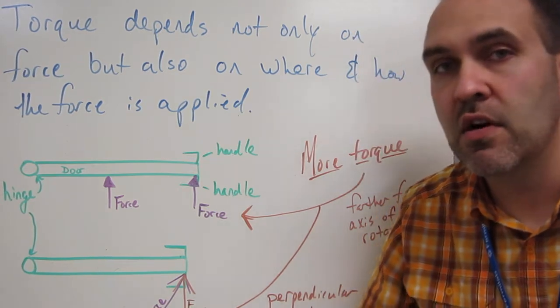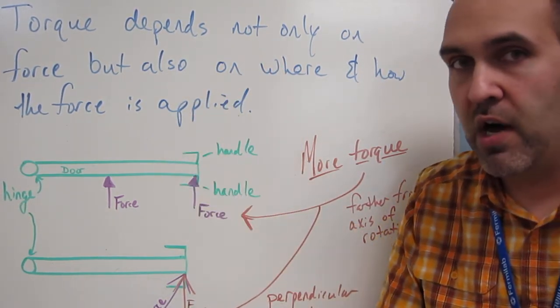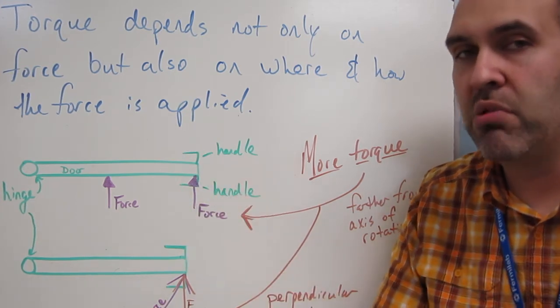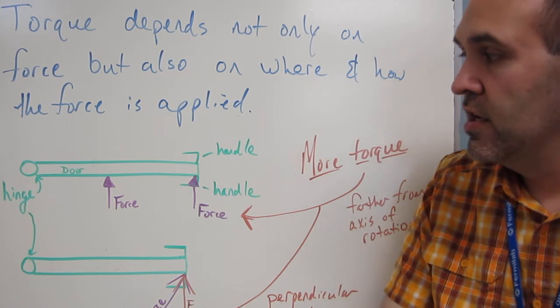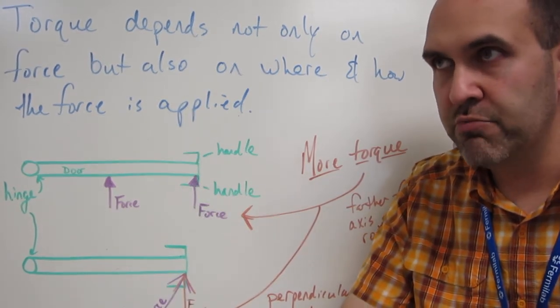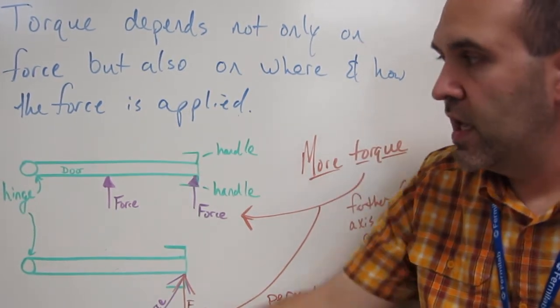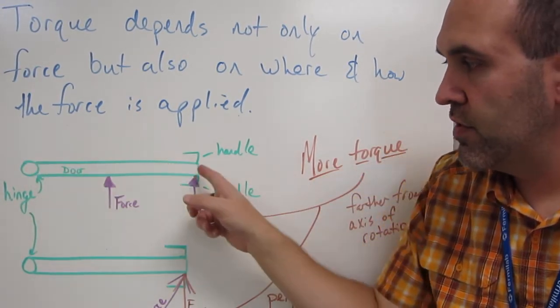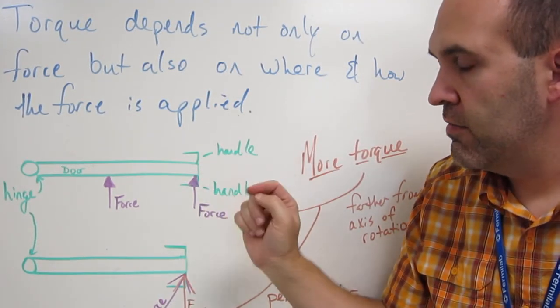Now torque depends on basically two things. It depends not only on the force that you apply, but also where and how you apply that force as it relates to the axis of rotation. So I've drawn a door here. It's sort of an overhead view of a door. Imagine being up in the sky looking down on a gate or a door, and the hinge is over here. We have the door, and then there's two handles, like the handles of the classroom door that we have here, from overhead.